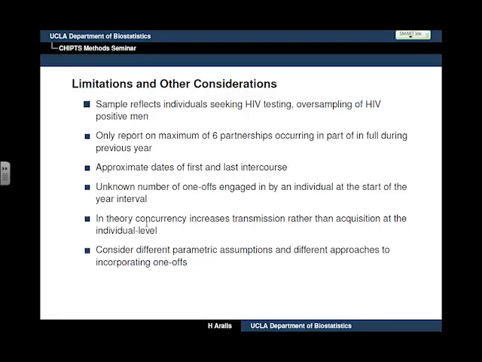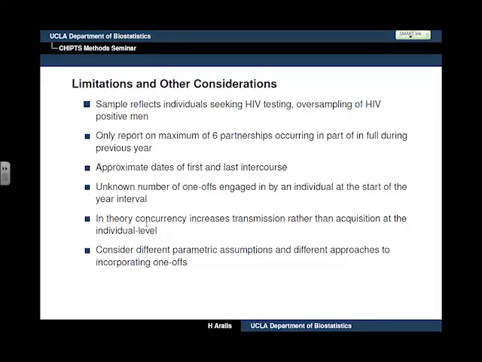There were also only approximate dates for first and last partnership start and end dates, which, as I mentioned, contributed some to the issue of: did a partnership end before another one began? That affects, if you think about it, our multi-state trajectory. Were we going from 1 to 0 to 1, or were we going from 1 to 2 back to 1?